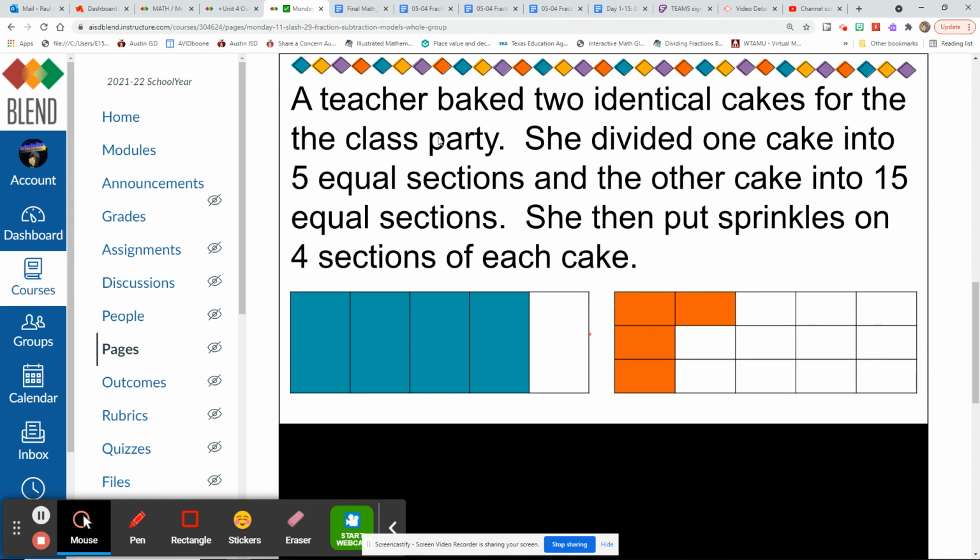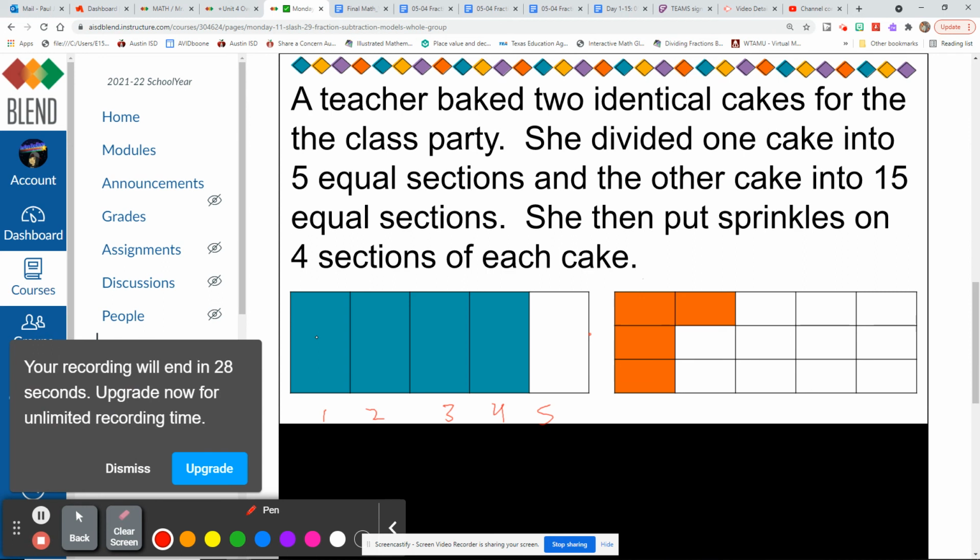Okay, so a teacher baked 2 identical cakes for the class party. She divided one cake into 5 equal sections. This one's the one that's in 5 sections. We can label it with our pen. 1, 2, 3, 4, 5 sections. And then the other one's in 15 sections. As you can see, there's 1, 2, 3, 4, 5, 6, 7, 8, 9, 10, 11, 12, 13, 14, 15. All right, and then she sprinkled 4 sections of the 5 and 4 sections of the 15.